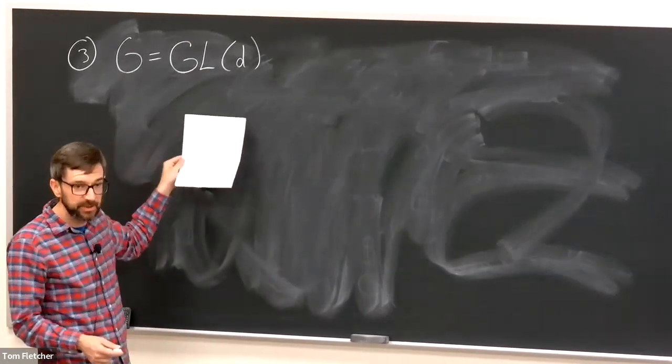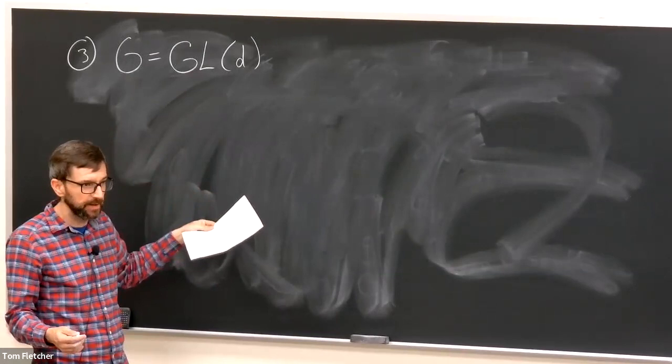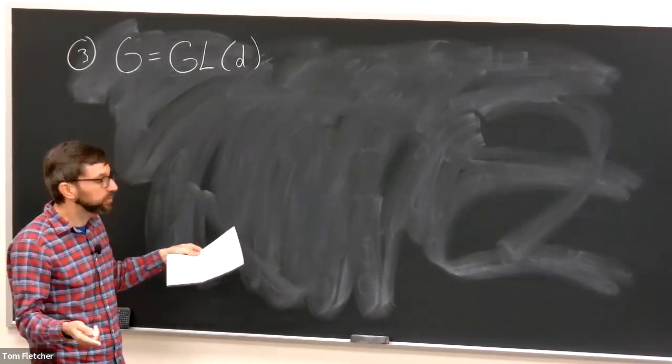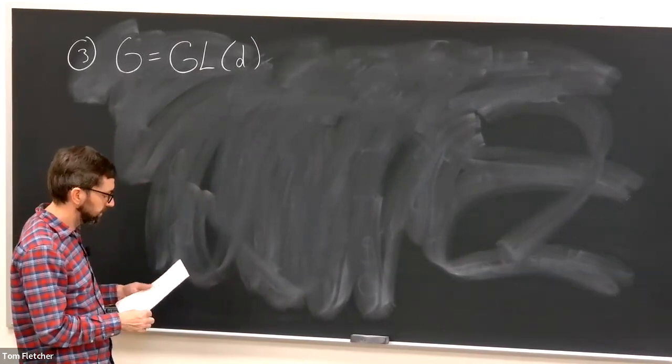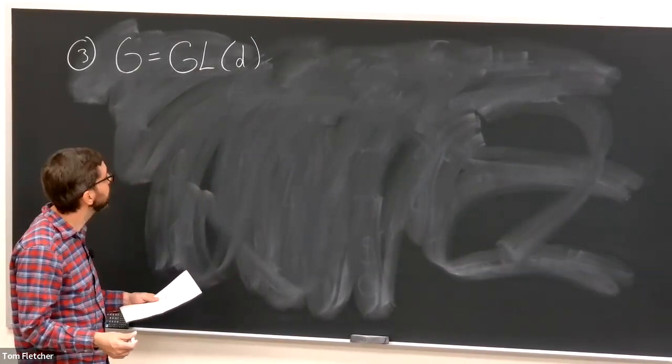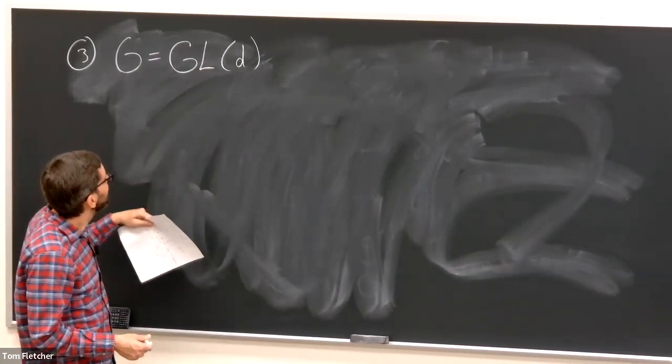Right, so D by D matrices that are non-singular have non-zero determinants, so you can take inverses of them, and all the group operations are valid. The group rules are valid, right?